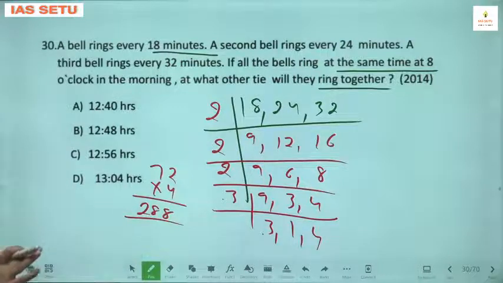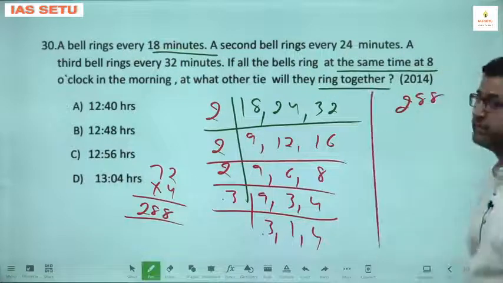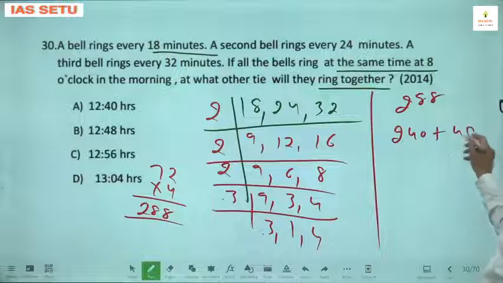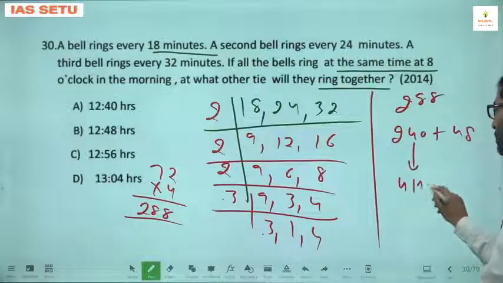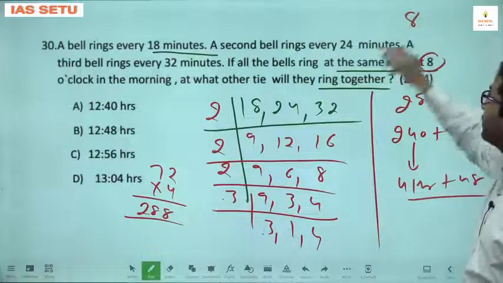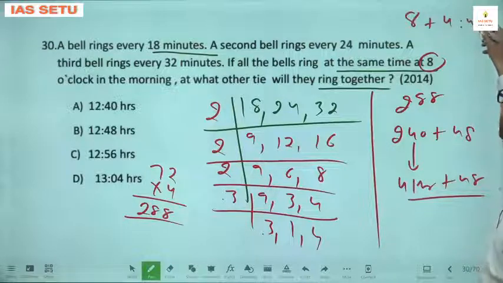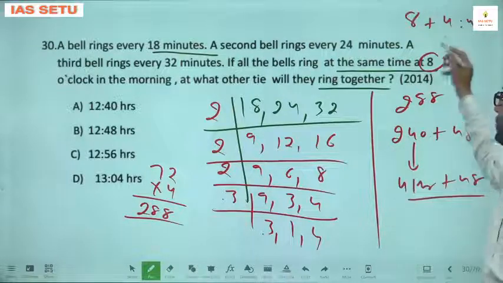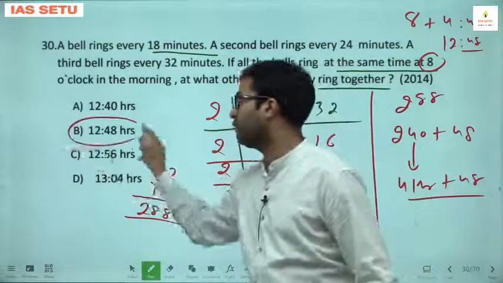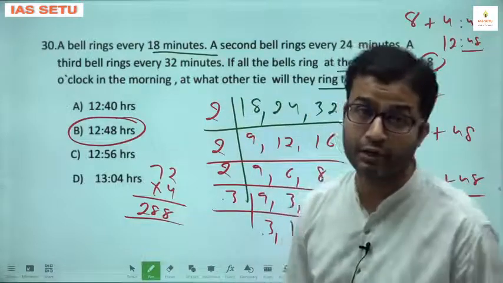So LCM is 288, but it is in minutes. We have to convert this 288 minutes into hours and minutes. So 240 minutes plus 48 minutes becomes 4 hours plus 48 minutes. Here they ring together at 8 o'clock. After 4 hours 48 minutes, again they will ring together. So it means at 12 o'clock 48 minutes. So here these 3 bells will ring together.